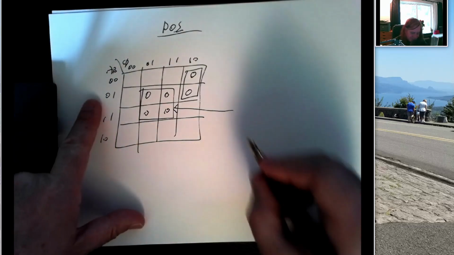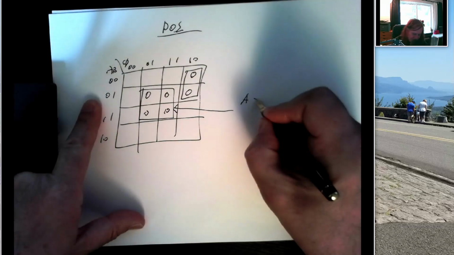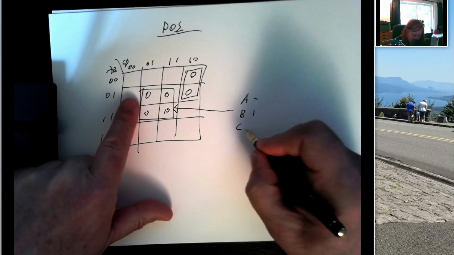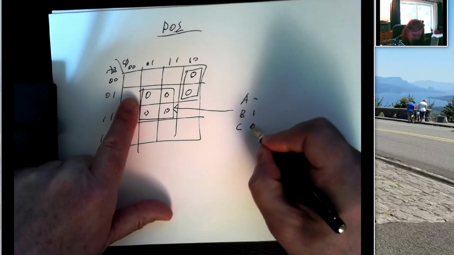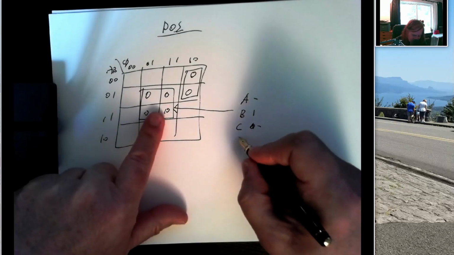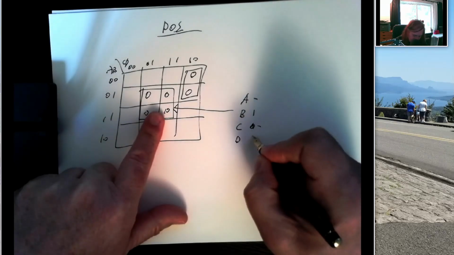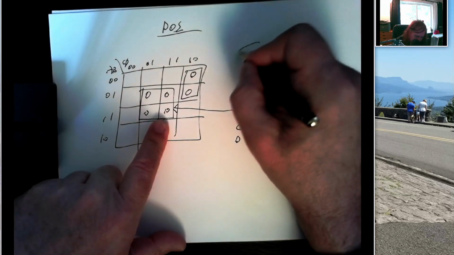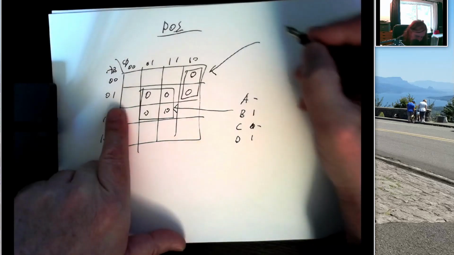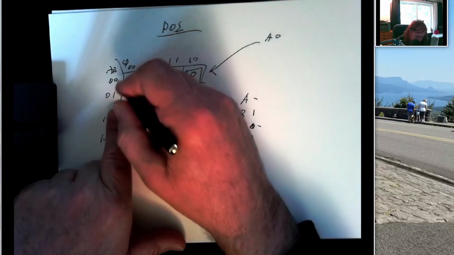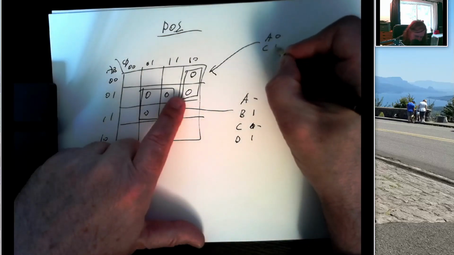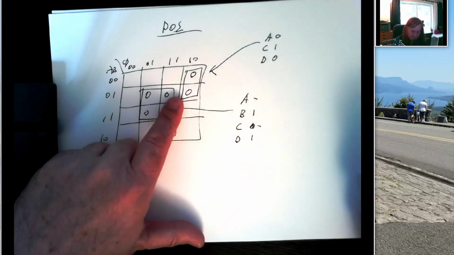So let's go back to our original development. A doesn't care. B has to be a 1. C is a 0 or a 1, so C doesn't matter. D has to be a 1. So that describes this box. This box up here, A has to be a 0, B can be a 0 or a 1, C has to be a 1, and D has to be a 0.